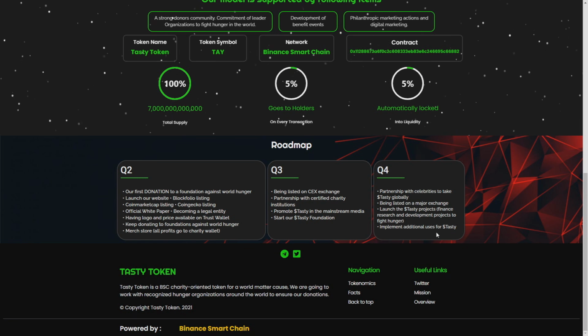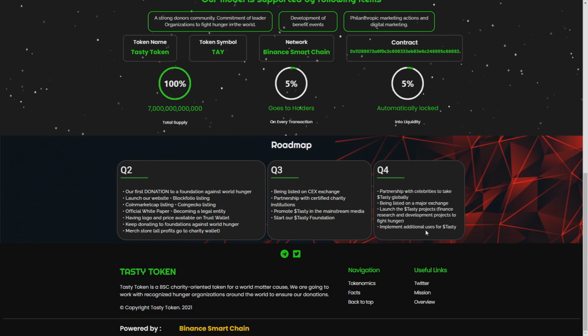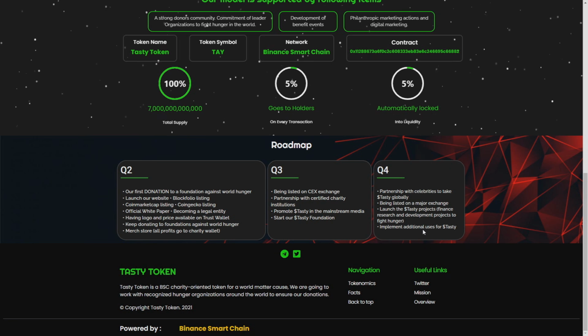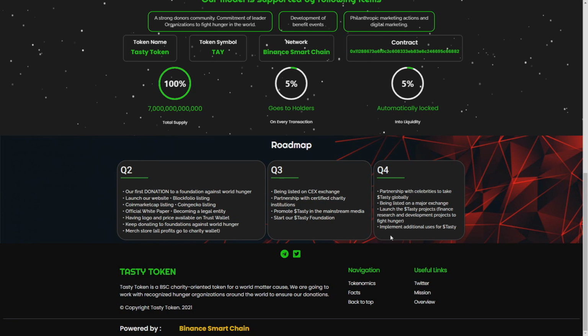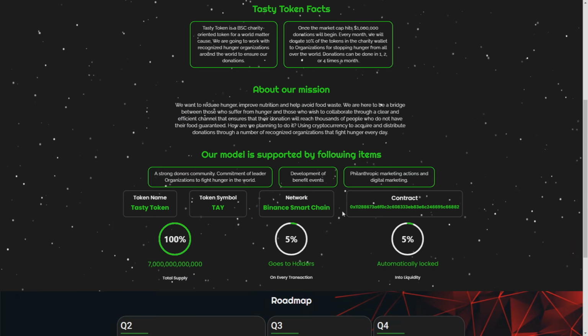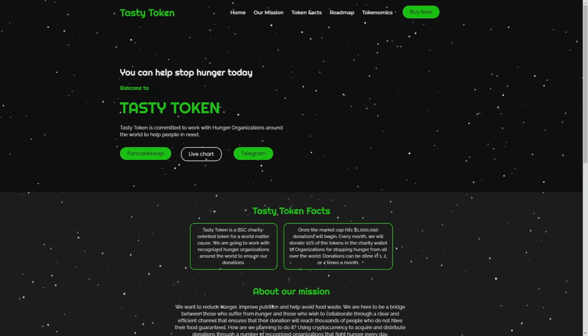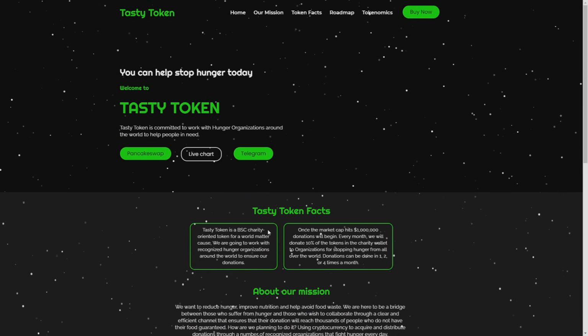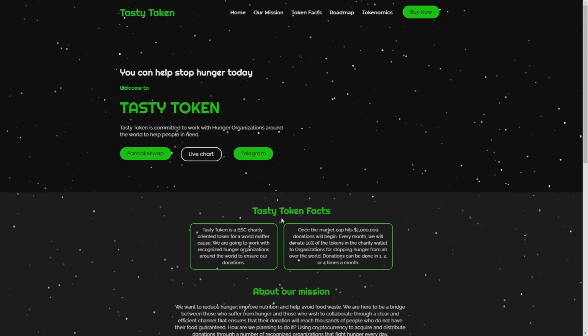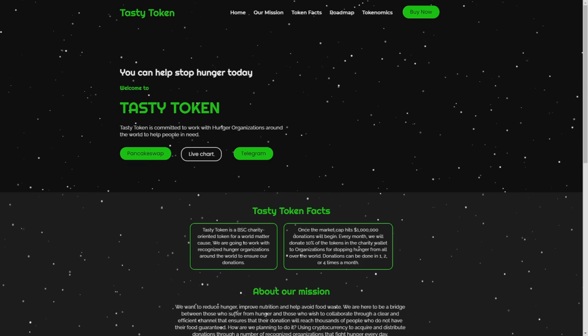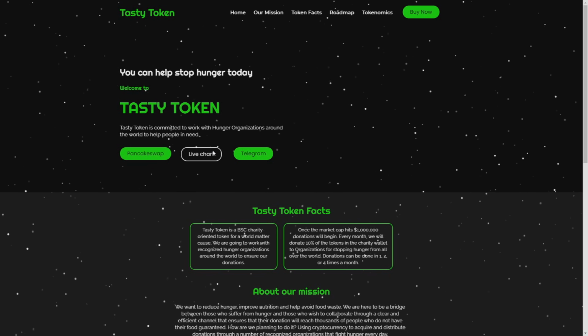Okay, so as you can see, this roadmap is quite future-proof. Yeah, I hope that it will just go to 100x or something like this. Also in here we have the contract address. I will just paste it in the description of this video, just like the site. So if you want to check Tasty Token, then you definitely need to look at the description.